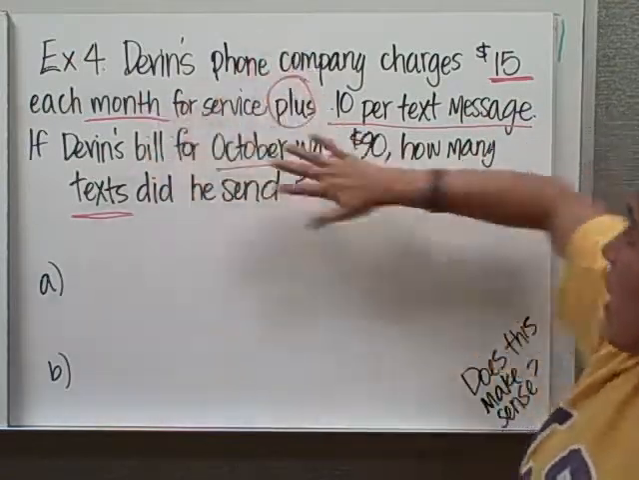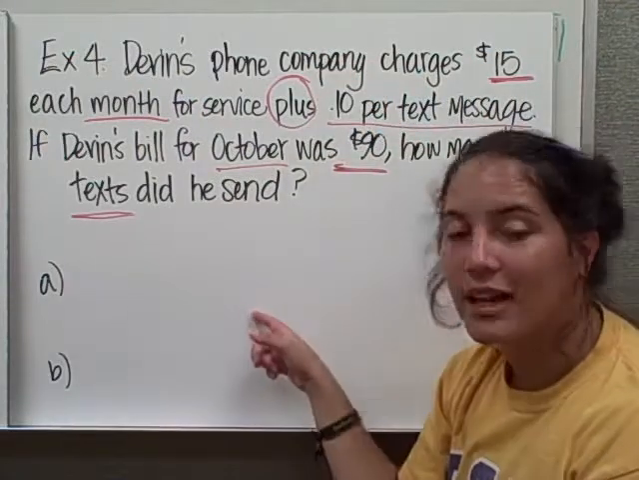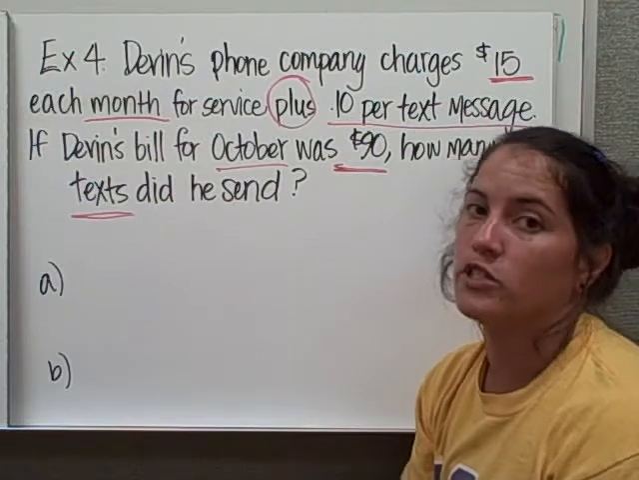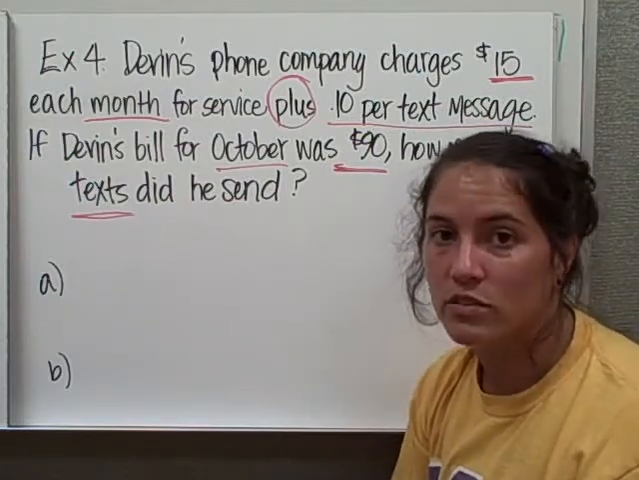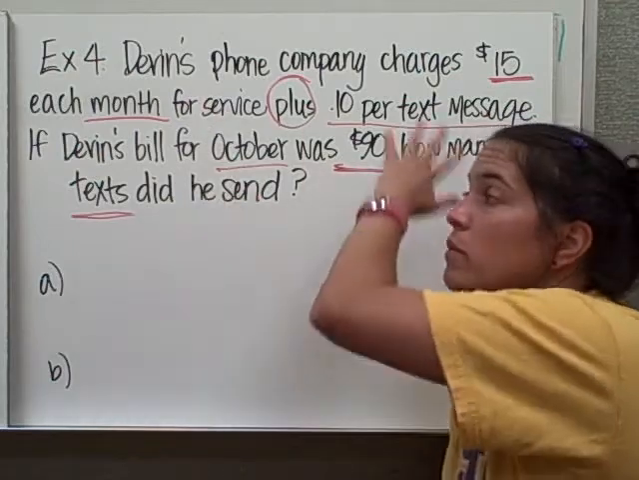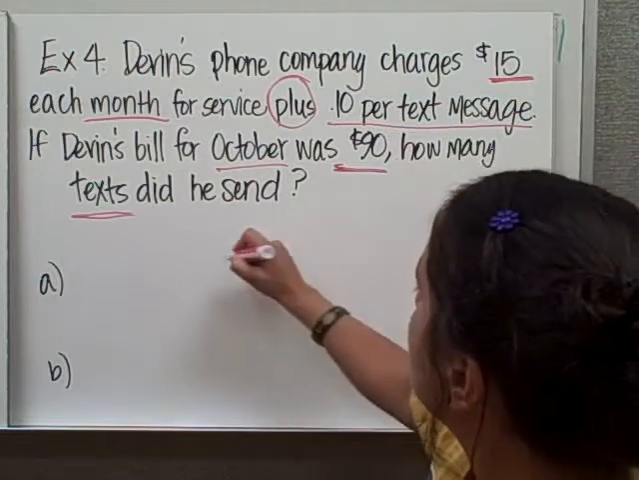So again, I've underlined keywords. We've noticed a plus right here. So let's talk about how to write our equation. First thing we want to look for is, what is your answer? What is your total? What is your goal? What is your end result? So in this problem, what was our final answer? What was that definite amount we knew? That his bill was $90.